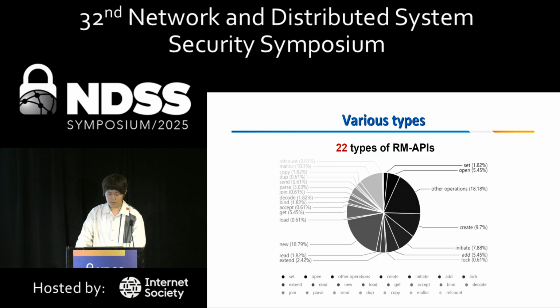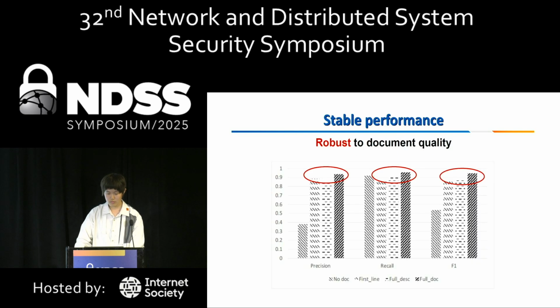Besides the basic malloc-free pairs, ChatDetector can handle 22 types of ARM API according to their operation, such as set, open, create, initiate, and so on, which indicates that the initial keyword matching method for detecting ARM APIs is limited in performance. We also investigate the effect of different document quality on ARM API misuse detection. The results show that its performance has a great difference between with document and without document. However, it shows only slight difference among various qualities, which implies it's robust to document quality.